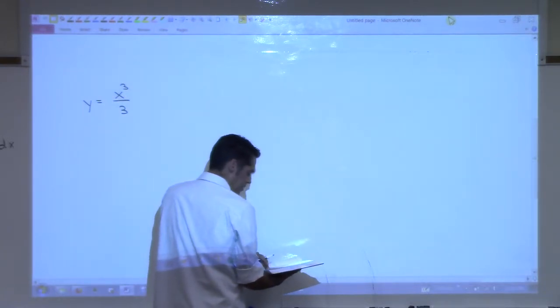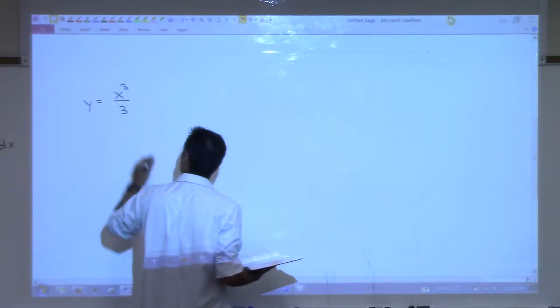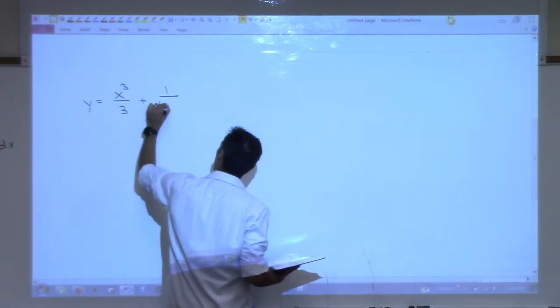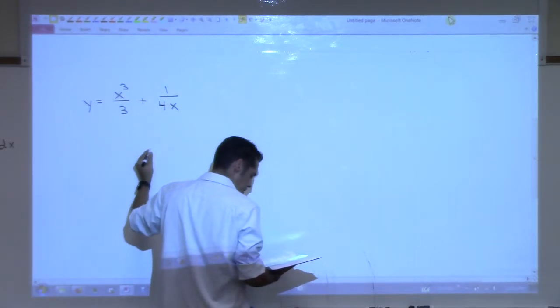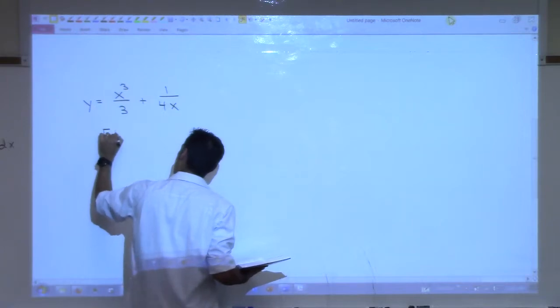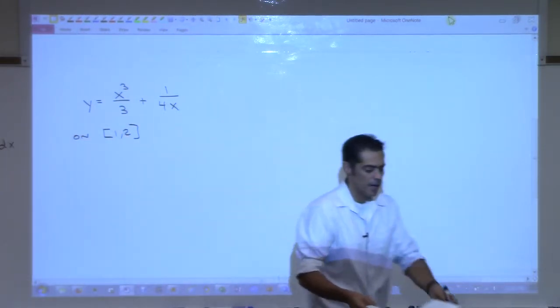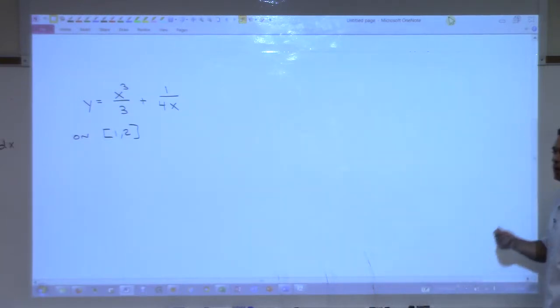Yeah, we'll do this one, because the algebra in this is so nice. Plus 1 over 4x. And we're going to do this on the interval 1, 2. So I want to find the length. I didn't put that up there, but I want to find the arc length of this curve.